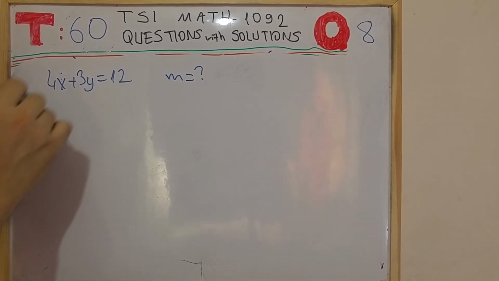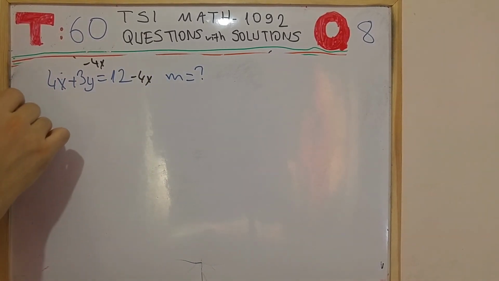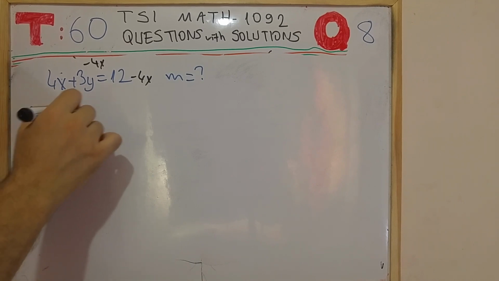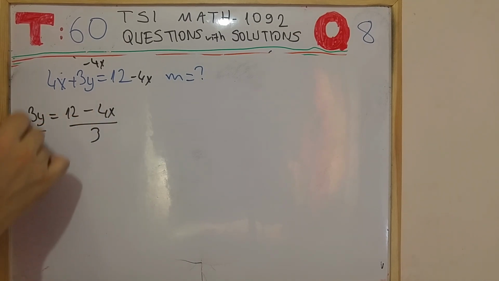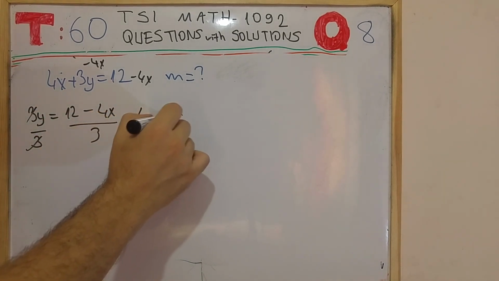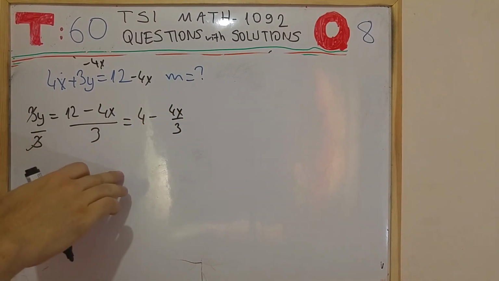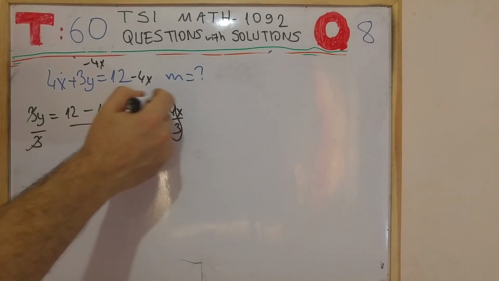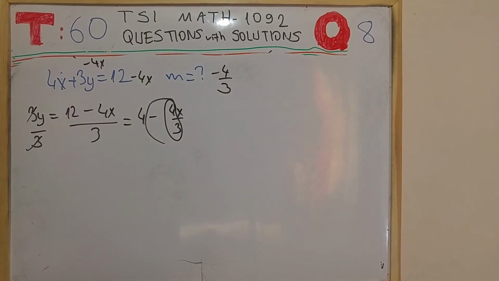Let's subtract 4x from each side. So 3y is equal to 12 minus 4x. And when I divide each side by 3, what I have is y is equal to (12 minus 4x) over 3, or I could say 4 minus 4x over 3. As you remember, the slope is the coefficient of x, which is equal to minus 4 over 3.